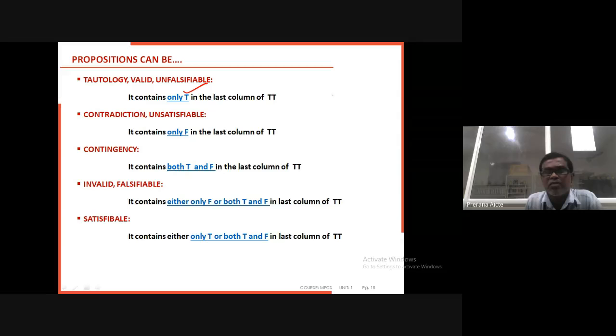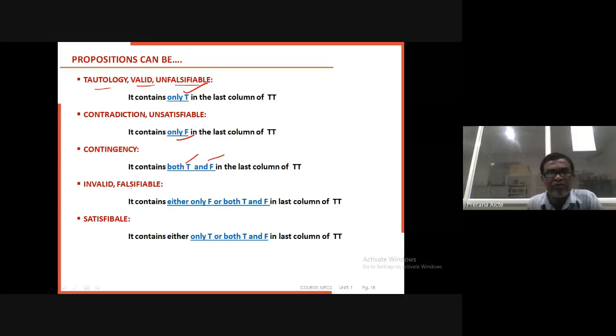In the last column of the truth table, only true should be there. Then it may be a tautology, or it may be valid, or unfalsifiable. Coming to contradiction or unsatisfiable, if you construct the truth table, the last column will always be false. Coming to contingency, we will get both true and false.